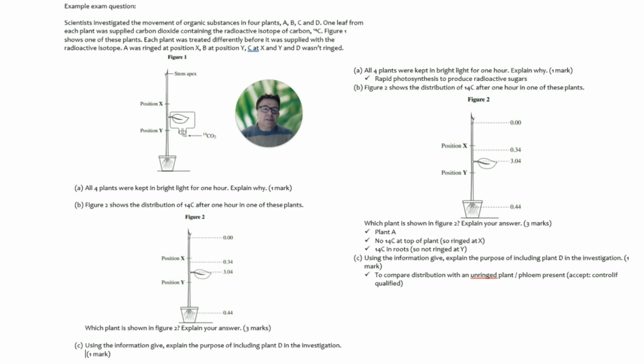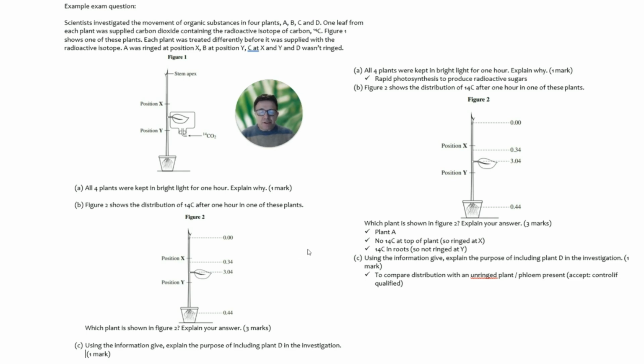B, figure 2 shows the distribution of 14C after one hour. Which plant is shown in figure 2? Well, for three marks, it is in fact plant A. The reason being that there's no 14C at the top of the plant, and basically 14C is in the roots. So no 14C at the top of the plant, so it can't be X. 14C in the roots, so therefore it can't be Y, and therefore it must be A.